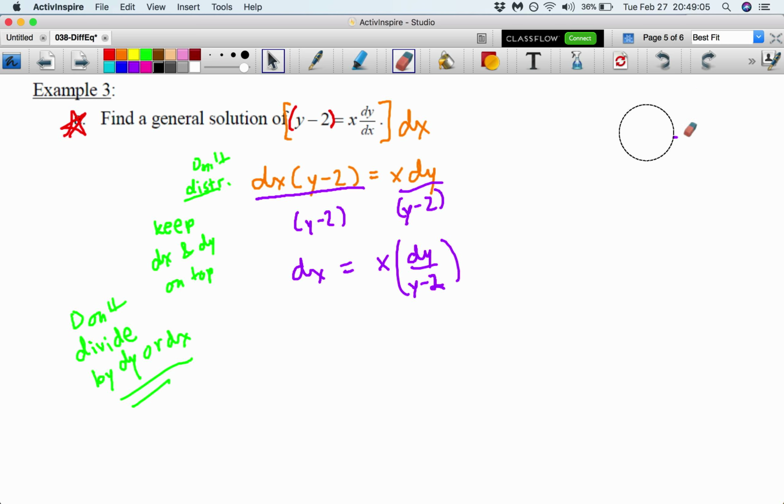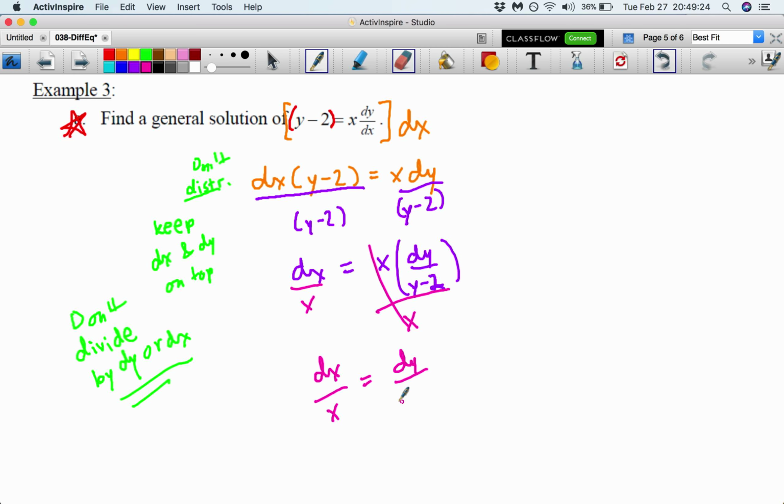All right. And now you would divide both sides by x to kill the x's. And you would get, I don't know, I'm not happy with that. dx over x equals dy over y minus 2.